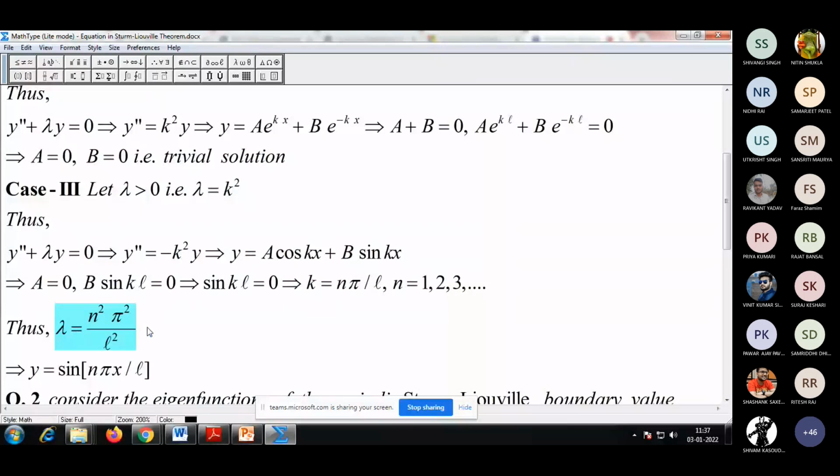y equal to a is 0 plus b sin kx. So with k equal to n pi by l, it becomes b sin n pi x by l. These will be the eigenvalues and eigenfunctions of the given boundary value problem.